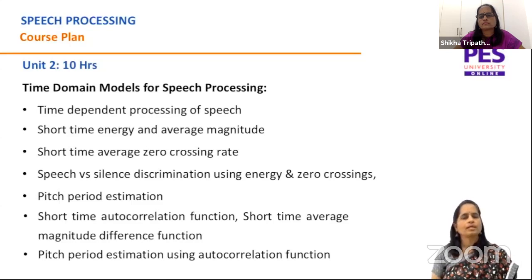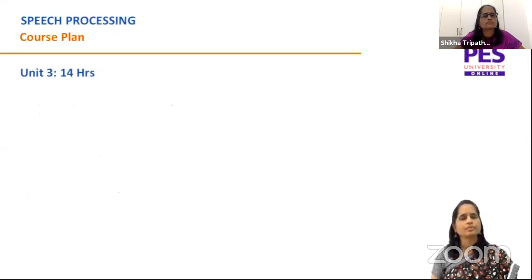So what all are we going to focus on here? We'll talk about time-dependent processing of speech. We'll talk about short-time energy and short-time average magnitude. We'll talk about average zero crossing rate, speech versus silence discrimination using energy and zero crossing. We'll talk about pitch period estimation, then short-time autocorrelation function, short-time average magnitude difference function, pitch period estimation, and autocorrelation function. So these are the various things that we'll be studying in this particular unit.